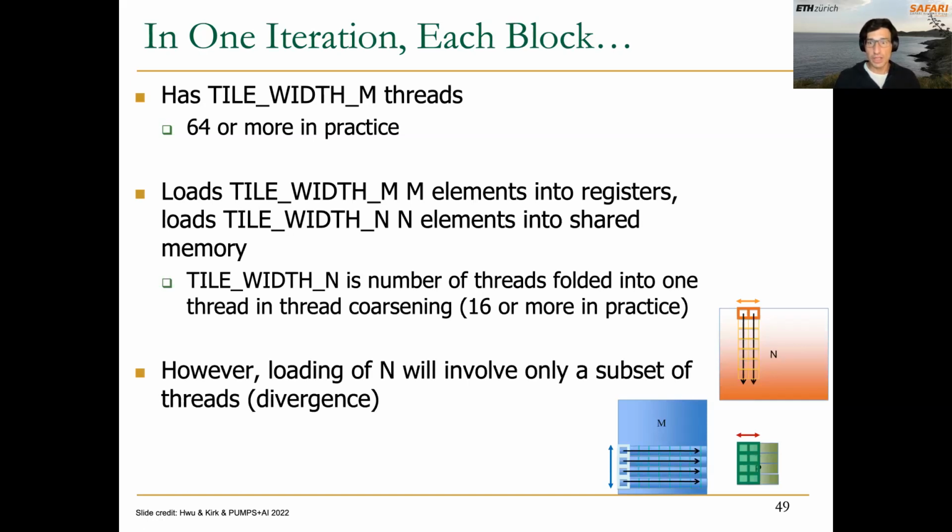The problem that we have is that when it comes to loading data from the global memory to the shared memory for matrix N, we may not need all available threads to perform this loading. And that's something that we can clearly see in this example, because the number of threads of the thread block is 4, which is tile width M, and this is larger than 2, that is the tile width N, the number of elements that we need to load in shared memory. So not all threads are active, right?